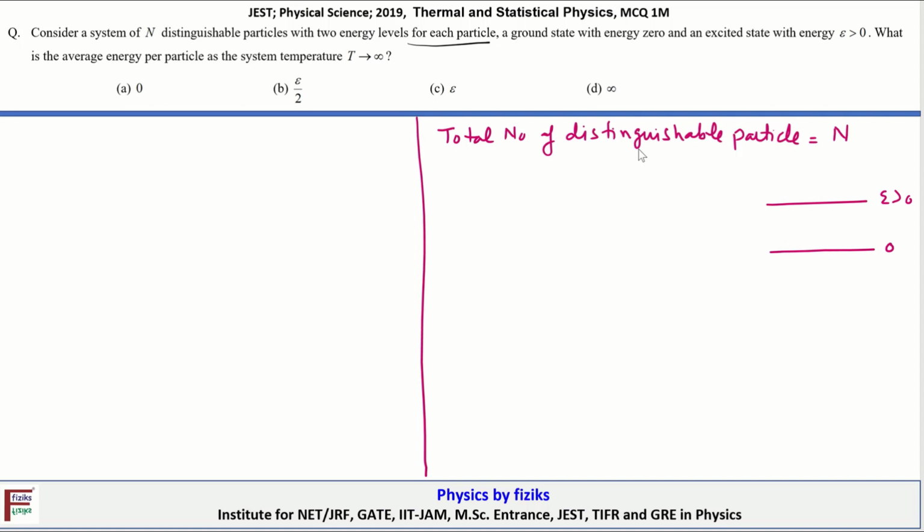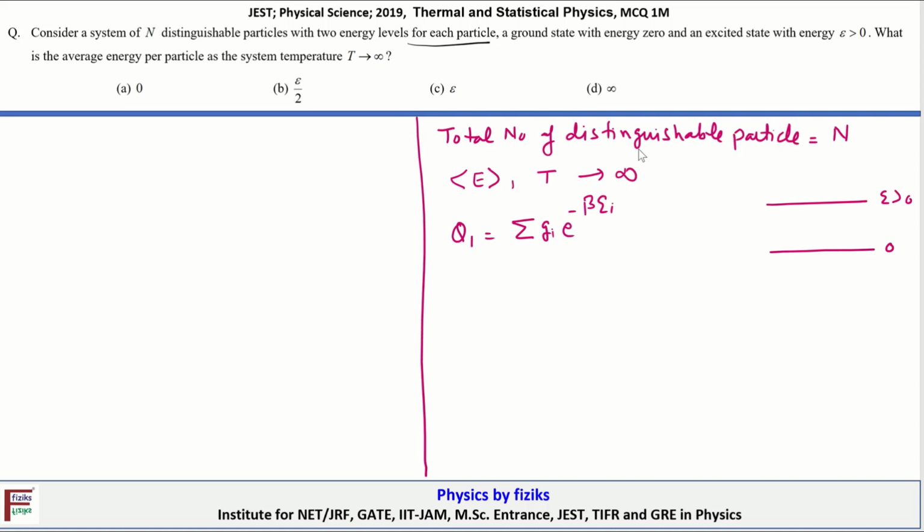What is the average energy per particle as the system temperature T goes to infinity? So we have to evaluate the average energy per particle when T goes to infinity, or when temperature approaches a very large value. We can solve this problem using the partition function approach. For that purpose we will first obtain the partition function for one single particle. For a single particle the partition function reads q1 equals the sum of gi exponential minus beta ei.